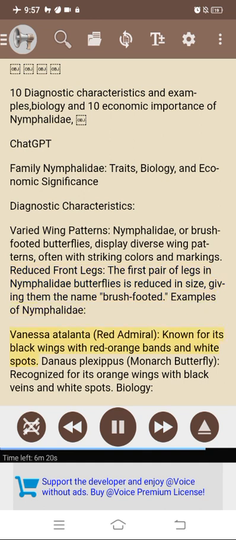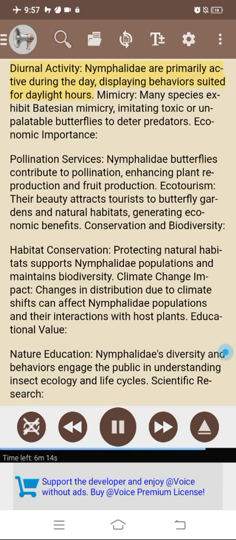Examples of Nymphalidae. Vanessa atalanta, red admiral, known for its black wings with red-orange bands and white spots. Danaus plexippus, monarch butterfly, recognized for its orange wings with black veins and white spots. Biology. Diurnal activity. Nymphalidae are primarily active during the day, displaying behavior suited for daylight hours. Mimicry. Many species exhibit Batesian mimicry, imitating toxic or unpalatable butterflies to deter predators.